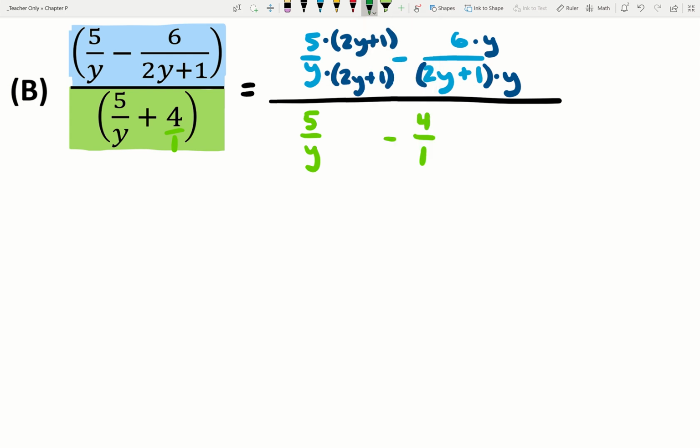Well, if I find a common denominator here, that's just going to end up being y times 1, which is simply y. And so it looks like that first fraction is ready to go, but the second one will need a copy of y in the denominator, so I'll also introduce one to the numerator. All right? And now we'll go ahead and simplify here.